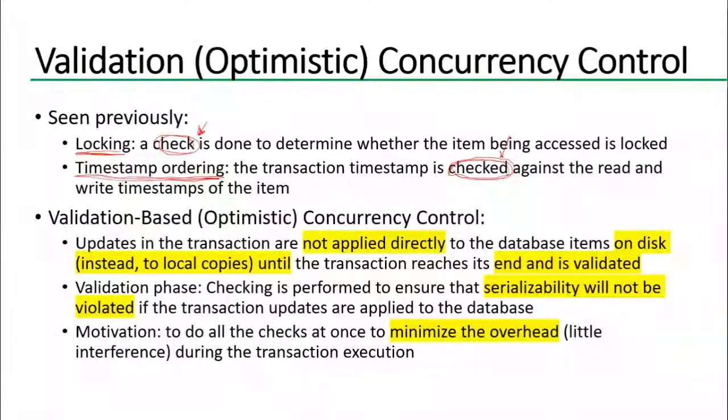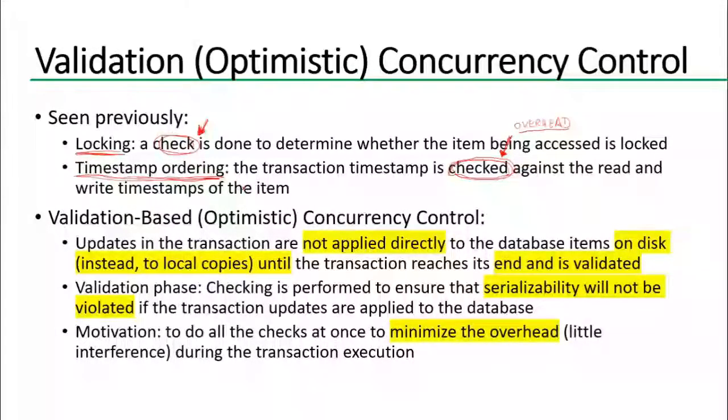Because you are checking before, there is some overhead for doing so. It's minimal, but there is. So this protocol for implementing concurrency control, often called validation or optimistic concurrency control, is often used when you want to get rid of this overhead. And how does it work? How do you avoid or prevent this overhead?